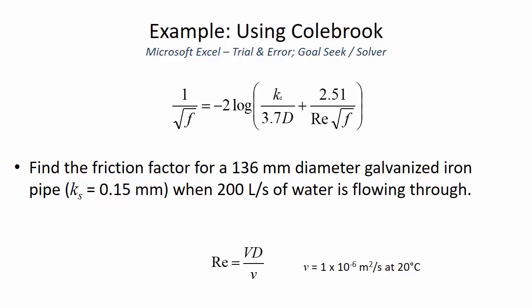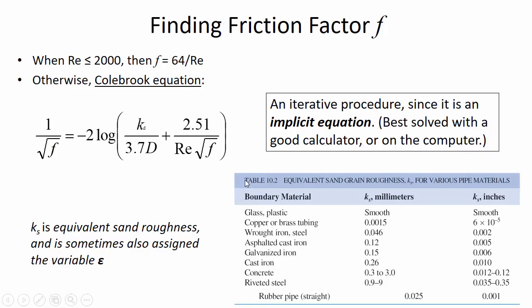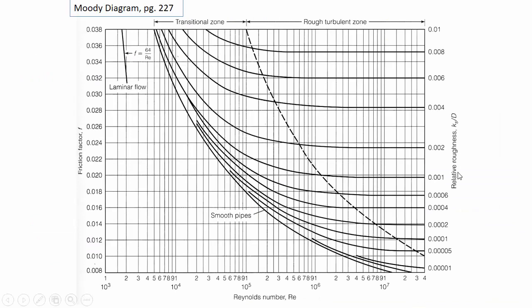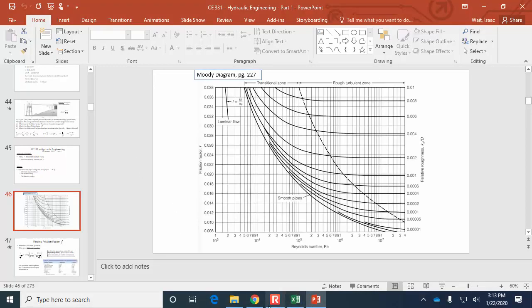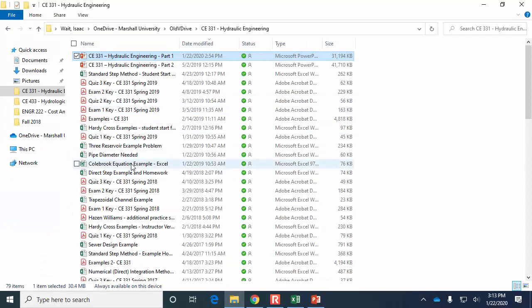Let me show you how we could set this up to solve it in Excel, to find the friction factor, like what f value applies. We could use the Moody diagram if we wanted. We could find the relative roughness, intersection of the Reynolds number, take it over to the left side. But just for practice, let's try the Colebrook equation.